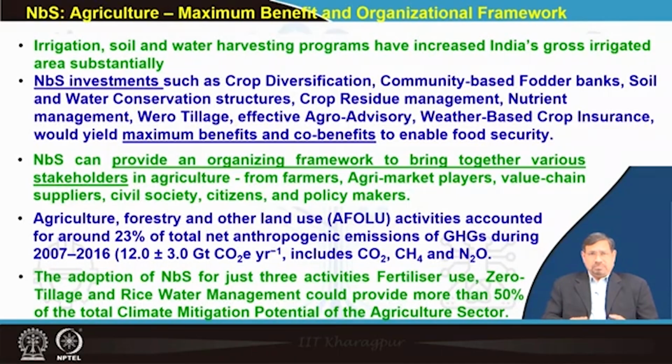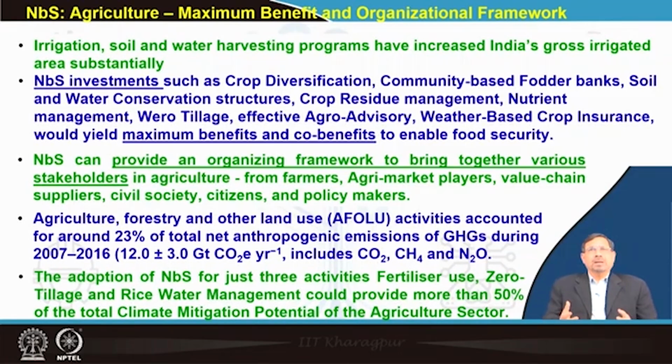Coming to the various agriculture activities, they account for about 23% of net anthropogenic emission, as we mentioned here, between 2010 to 2019. The net anthropogenic emission of greenhouse gases during 2007 to 2016 is 12 plus or minus 3 gigatons of carbon dioxide equivalent per year, which also includes other well mixed greenhouse gases such as methane and nitrous oxide.